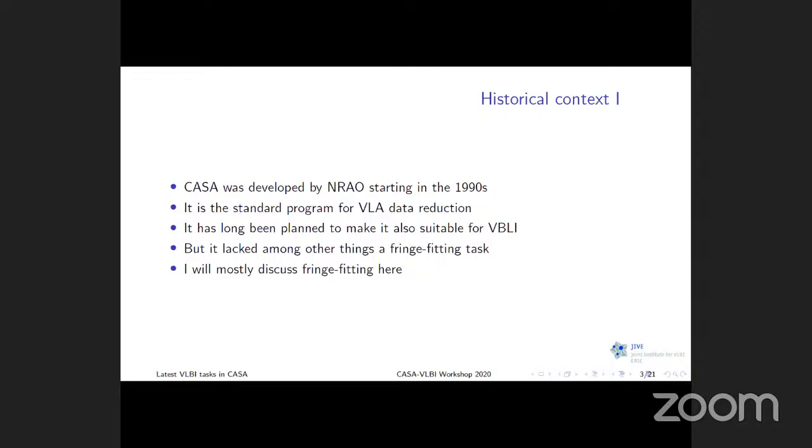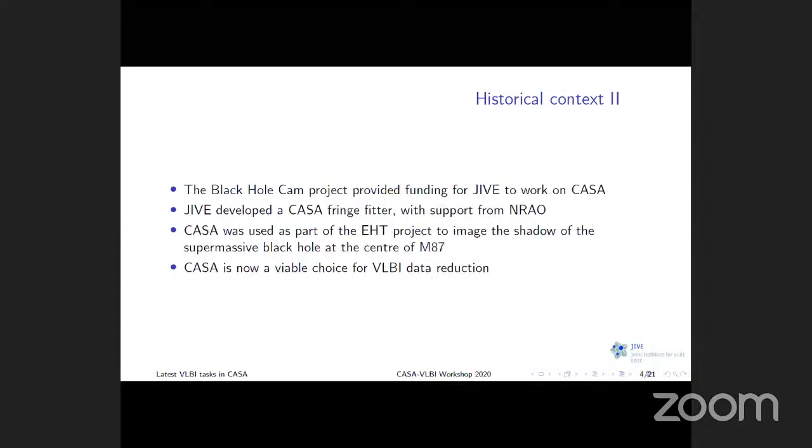So CASA was developed by NRAO starting in the 1990s. For a long time, it's been used for the VLA, and it's also been adopted by ALMA. And there was always a plan that it would be a generic package that would be able to do radio interferometric data reduction for any array, more or less. But the implementation for a long time didn't have a fringe fitting task, and that's essentially the only thing that was really missing. And so that's what I talk about.